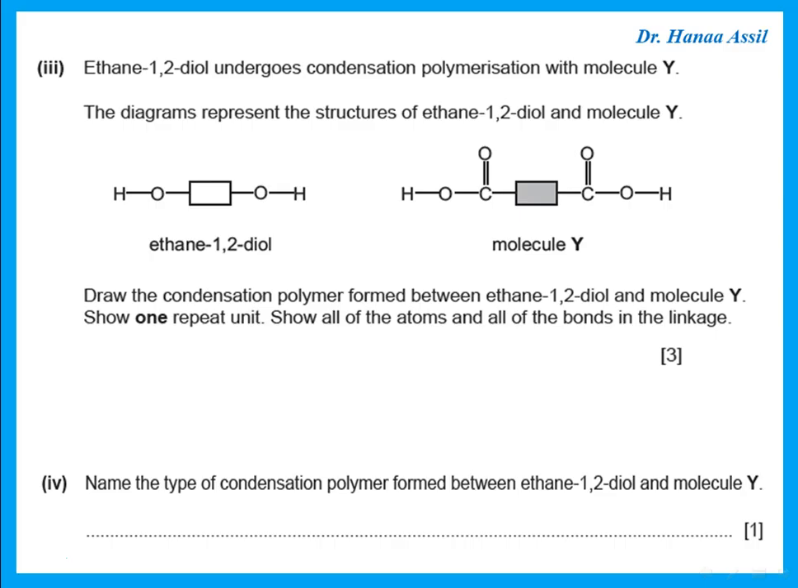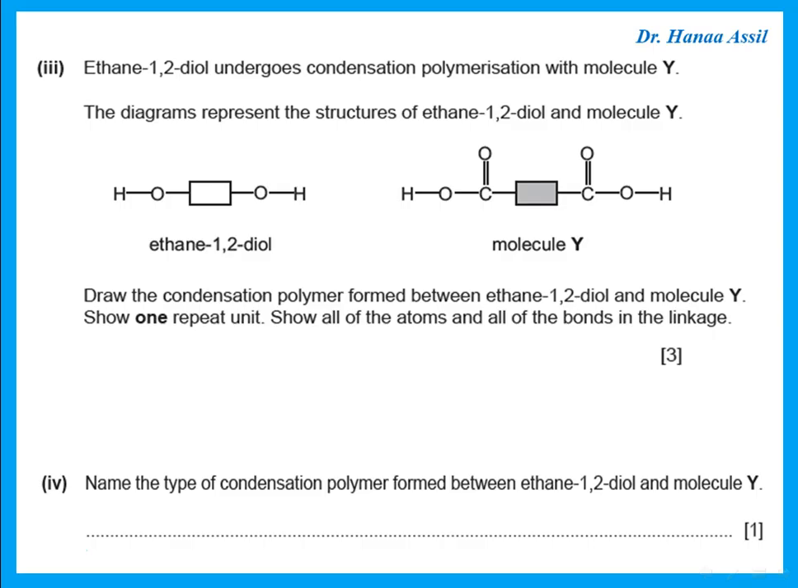Ethane 1,2-diol undergoes condensation polymerization with another molecule which he calls Y. And you can see that ethane 1,2-diol has OH on both ends. Molecule Y has acid group on both ends, and we said we can join these kinds of monomers to make a polymer, and that is called condensation polymerization. Now, draw the condensation polymer formed between these two molecules.